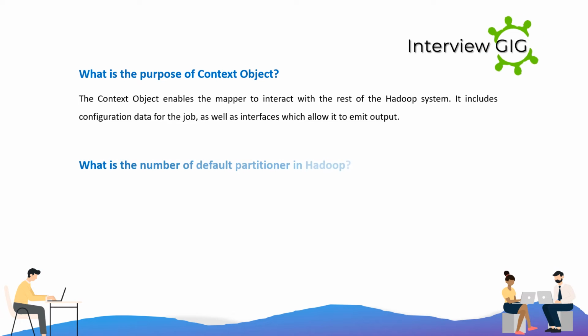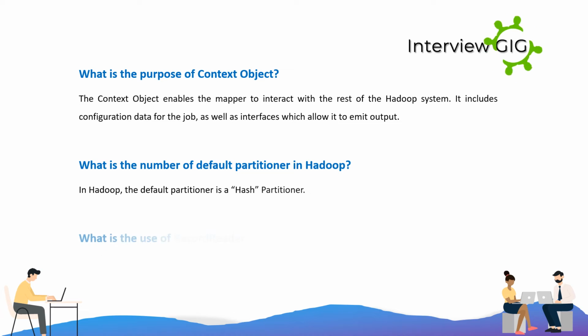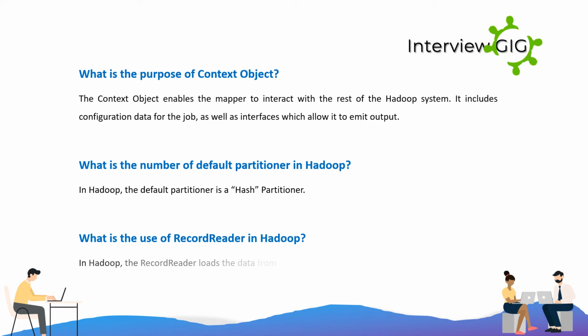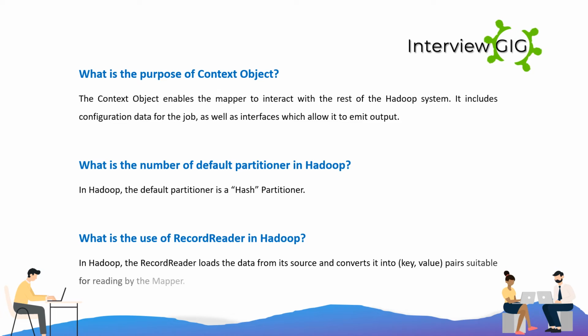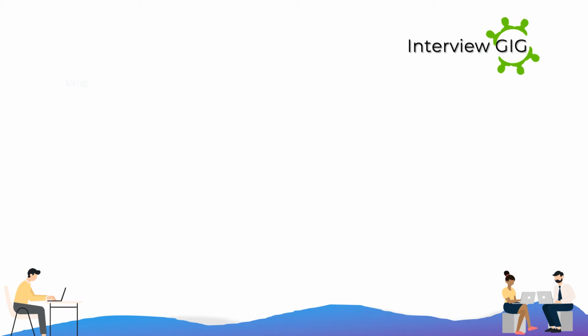What is the default partitioner in Hadoop? In Hadoop, the default partitioner is a hash partitioner. What is the use of record reader in Hadoop? In Hadoop, the record reader loads the data from its source and converts it into key-value pairs suitable for reading by the mapper.